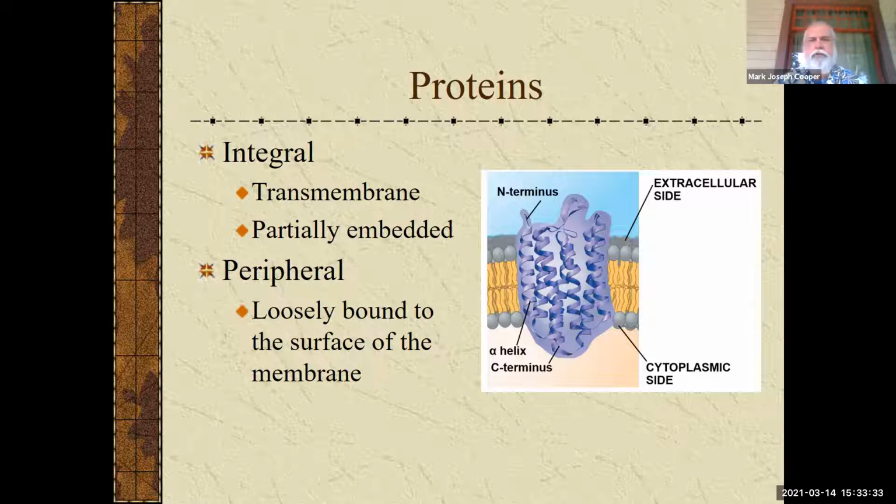There are integral proteins, I need you to know, and those are transmembrane, like you see in the picture here, where they go all the way across. Or they're partially embedded, which means they go in and they might be only halfway through. And then we also have peripheral proteins, and these would be loosely bound to the surface of the membrane. So they're kind of stuck on there, but not really embedded in, and they can be either side. So just realize that both proteins exist and may have different functions.